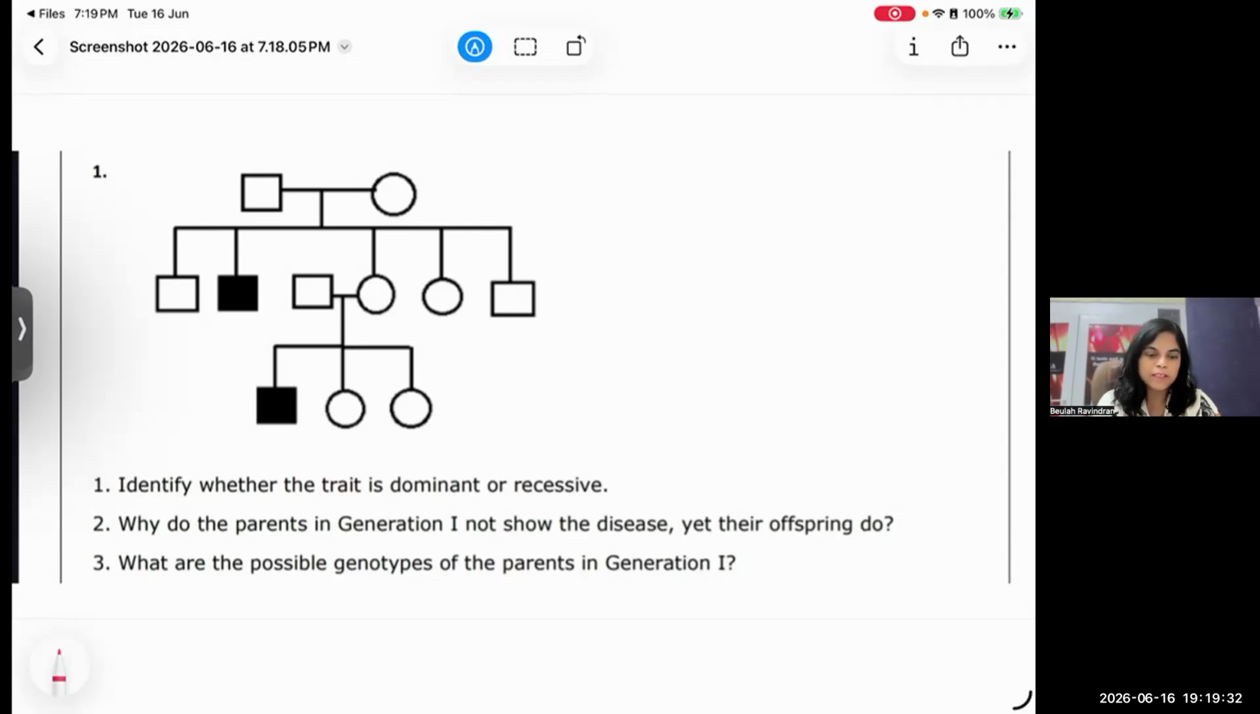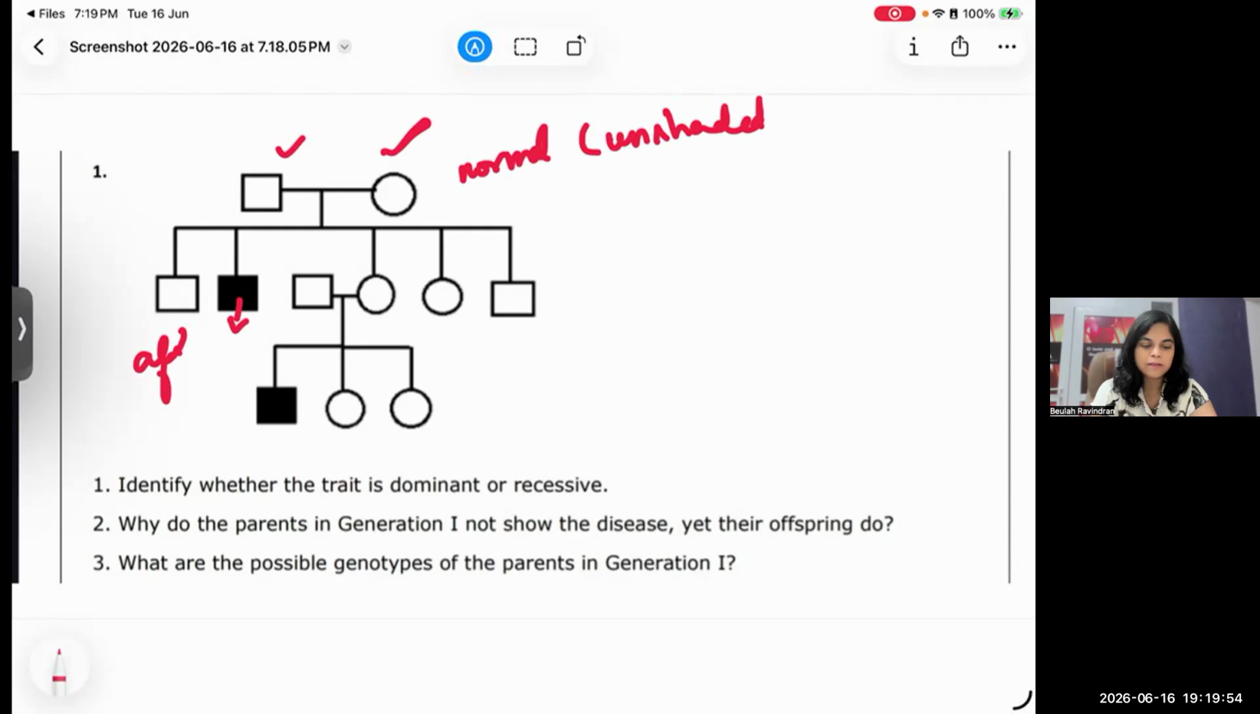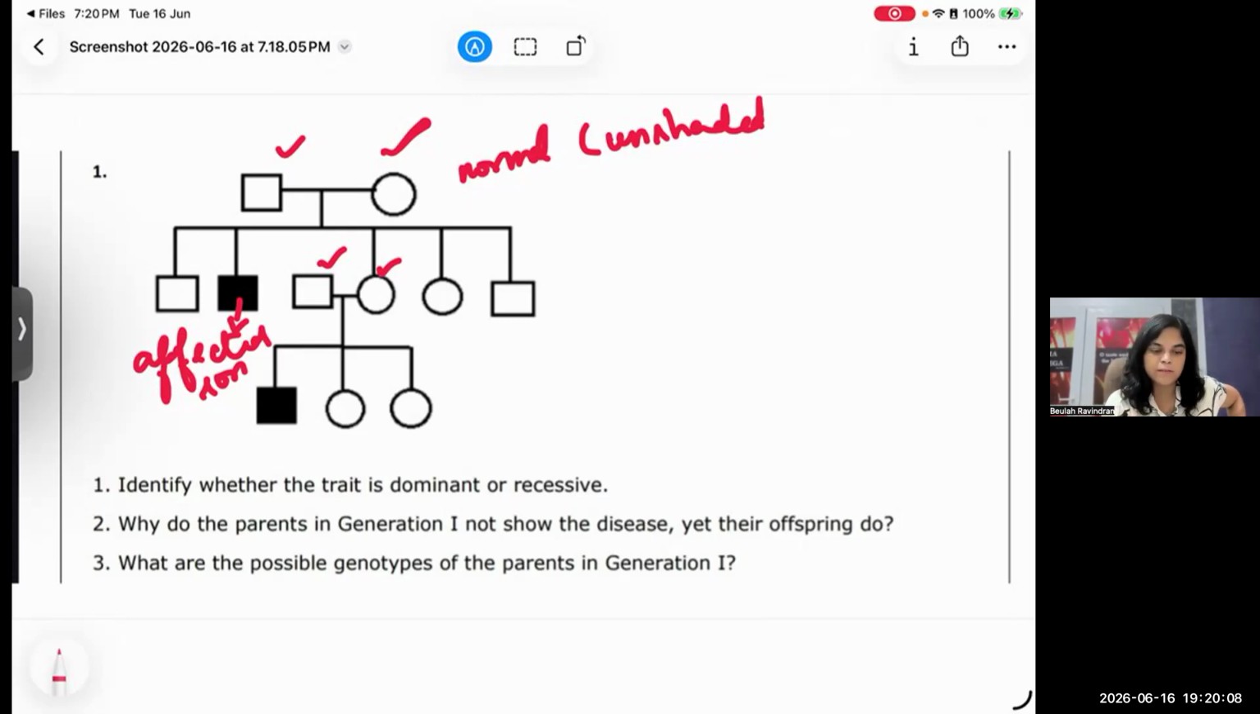What about generation one? Both the parents are normal, right? So that means we can say unshaded square and circle. Unshaded means they are normal. And what about the second generation? You can see an affected son. Who is this affected son? The shaded square. Then what about generation three? Two normal parents, from the second generation also, give birth to an affected son. So this is all about this picture.